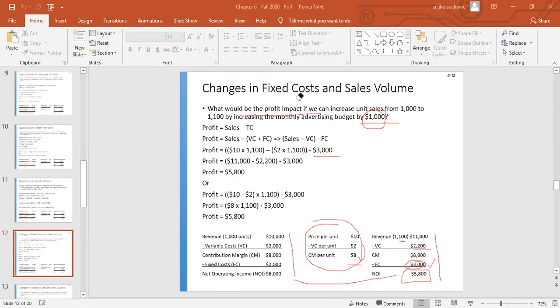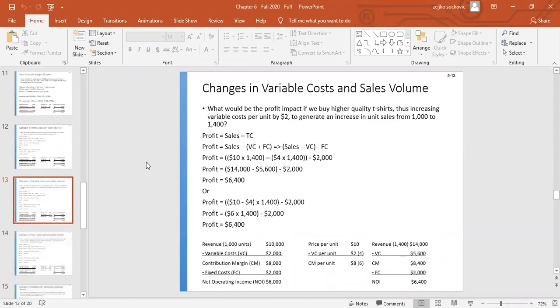Right. So those are the changes. Basic changes. Anything can change. Price can change per unit. Variable cost can change per unit. Fixed cost can change. Okay. Changes in variable cost and sales volume.